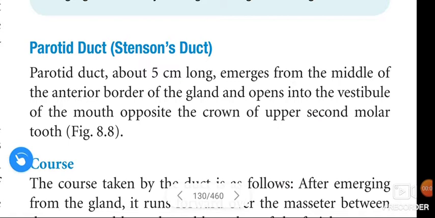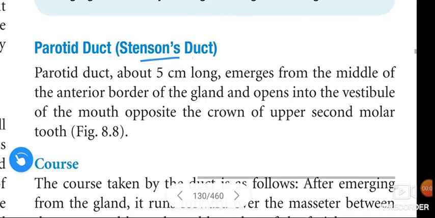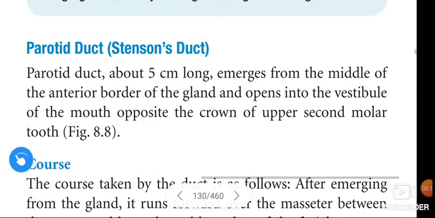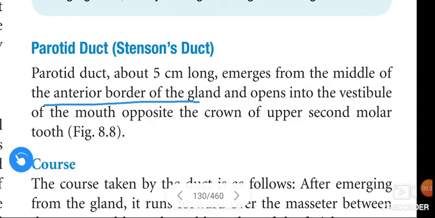In this video, we are going to learn about the parotid duct, also called Stenson's duct. The parotid duct is about 5 centimeters long, emerges from the middle of the anterior border of the gland, and opens into the vestibule of the mouth opposite the crown of the upper second molar tooth.